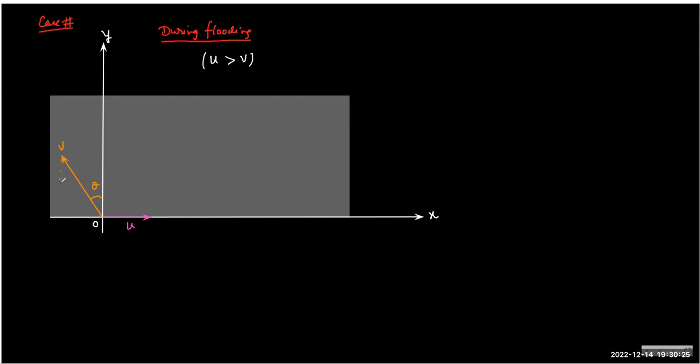Again, there are many methods to solve. I'll show you the vector trick later on. First, we'll try to understand through the basics. So I can write the answer. What is X now? The same answer which you wrote earlier. There is no difference at all in writing. U minus V sin theta into D by V cos theta. Am I right? This is what we wrote earlier.